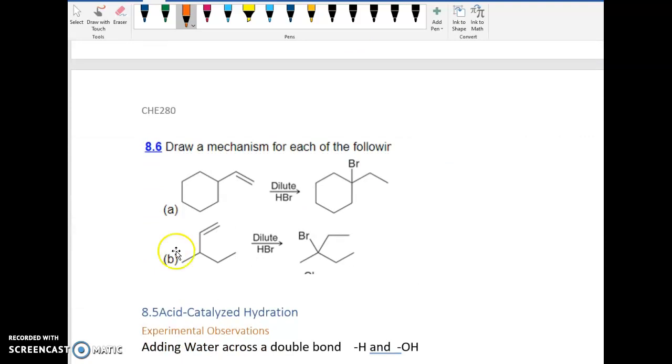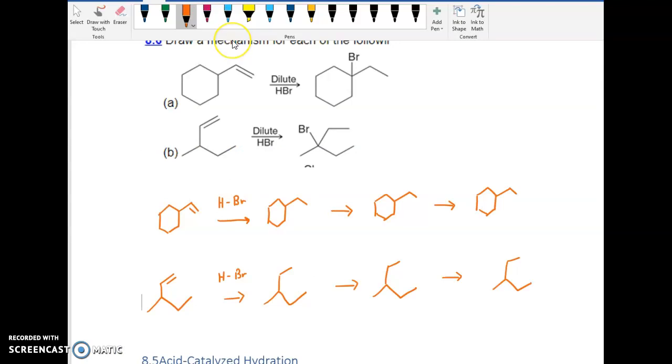So let's draw the mechanism for these. Okay, so the pi electrons here are going to snatch, let me change the colors, snatch the proton, and these electrons go to live on the bromine. That will produce a positive carbocation right here, and it's secondary.